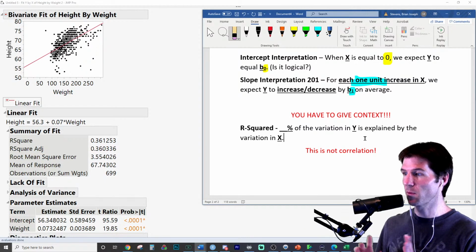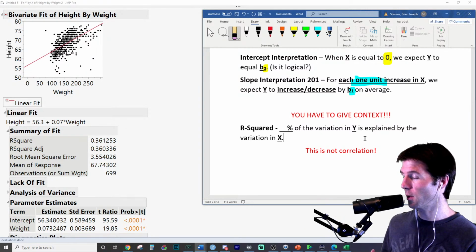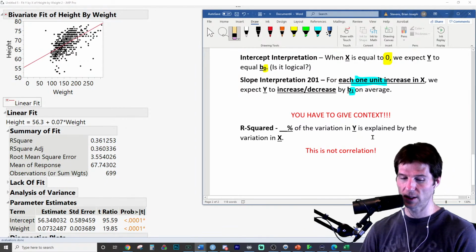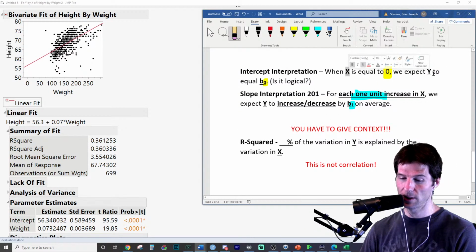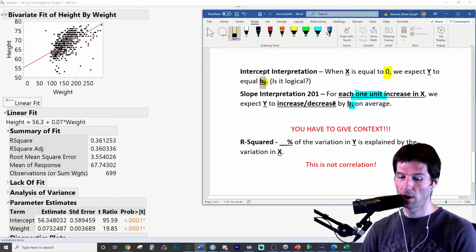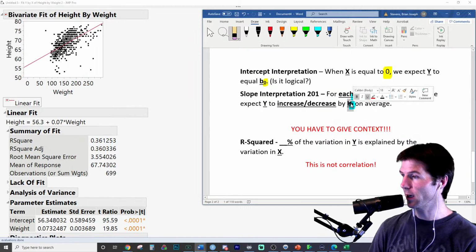And also for your assignment for the visualizations or for projects, make sure to give the full context. Make sure to input your x's, input your y's, and input the coefficients like the intercept or the coefficient of the slope. Really good practice right here.